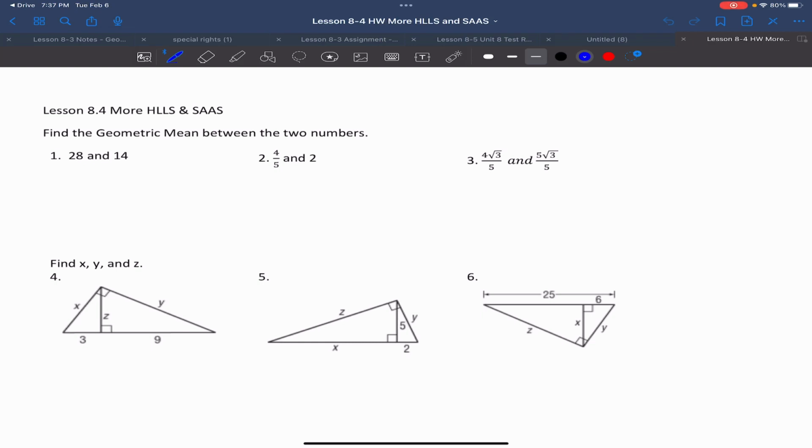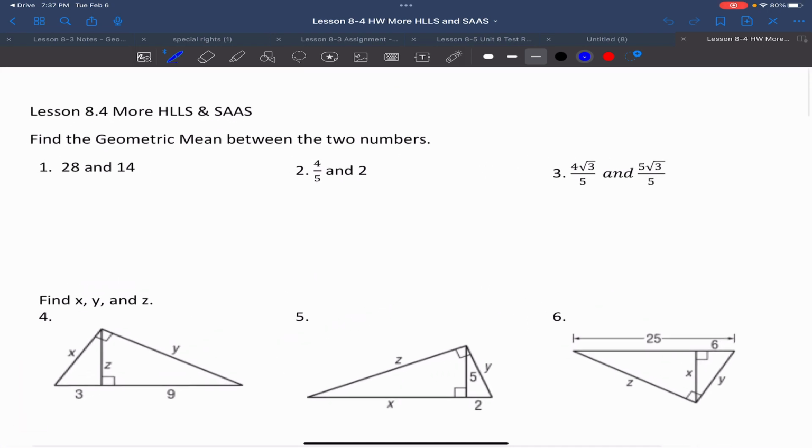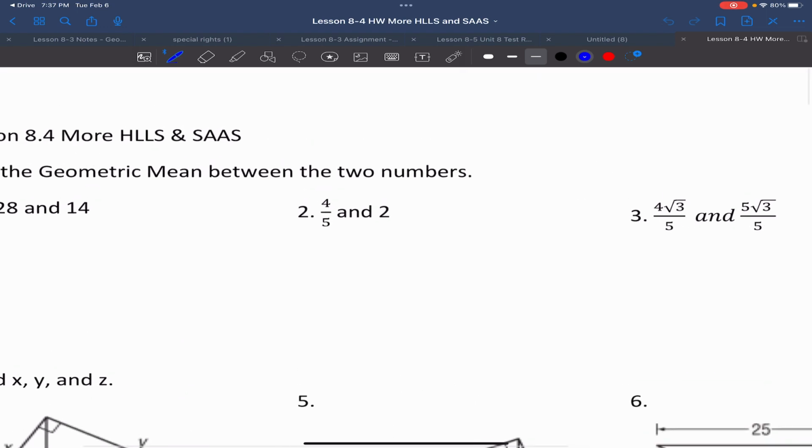Okay, so lesson 8.4, more hills than SAAS, along with geometric mean. We got 1, 2, and 3 here dealing with geometric mean. So remember, the geometric mean is a over x equals x over b, and that will get converted to x equals the square root of ab.